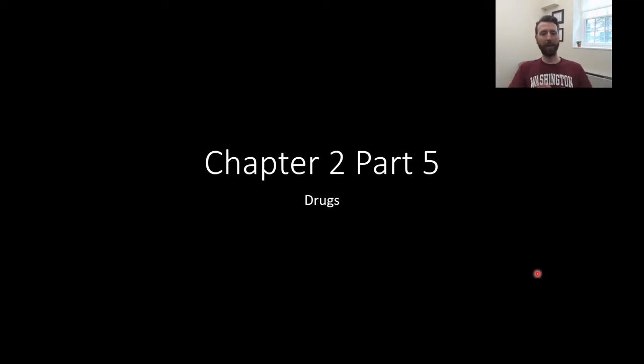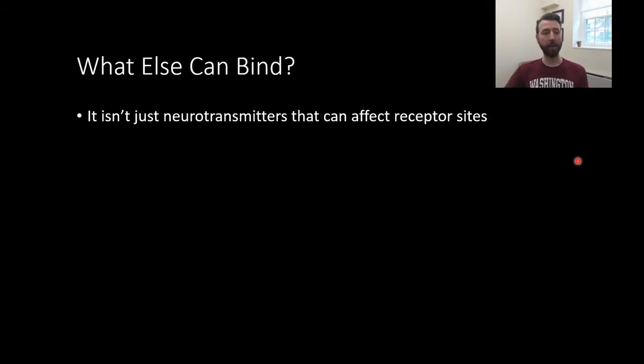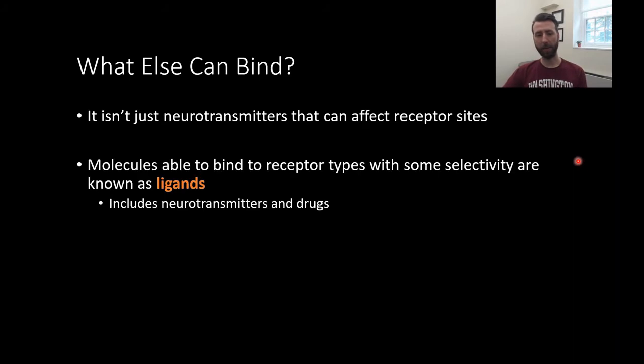All right, everybody, welcome to part 5 of our discussion of all things neuro. This time we're talking about drugs. How can we interfere with the normal neural processes? Now that we've talked about how neurons work, what are some ways that we have of altering that process of neural communication? So it's not just neurotransmitters that can affect receptor sites.